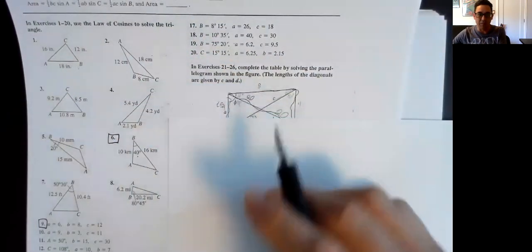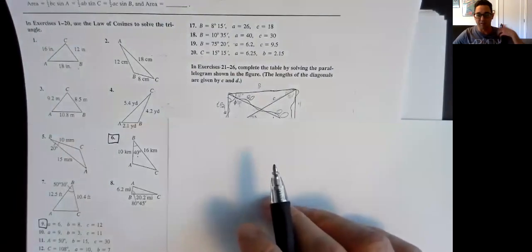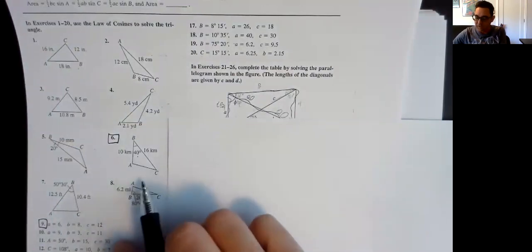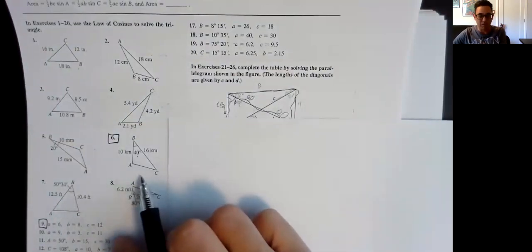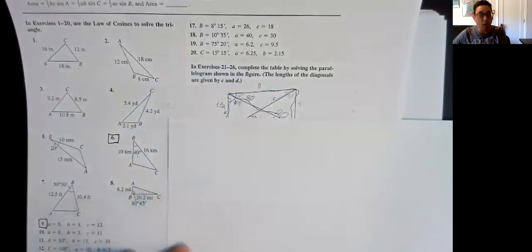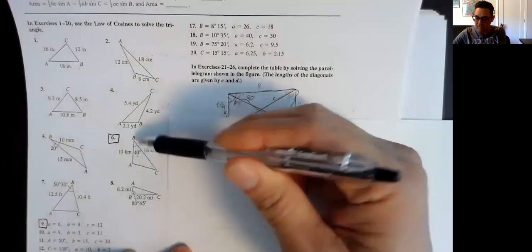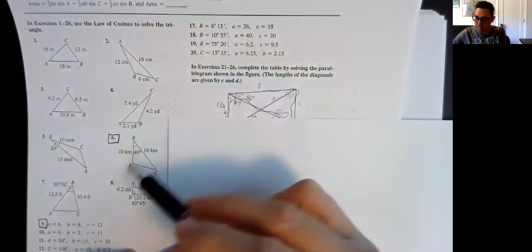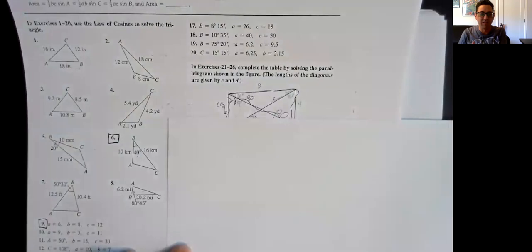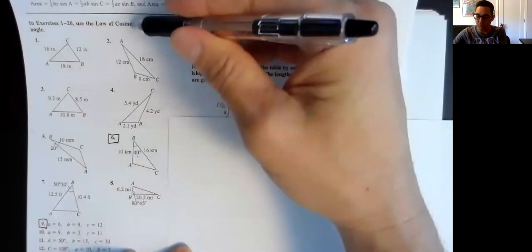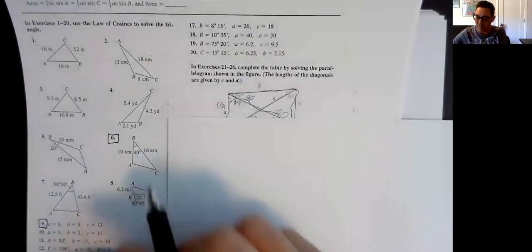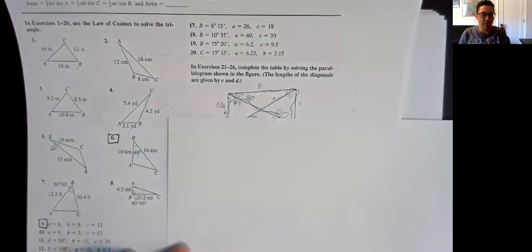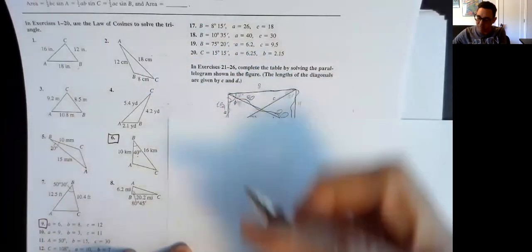Now, on the test, I might not say use the law of sines or cosines. It'll just say solve the triangle. So you have to know which rule to do. And if I were looking at number 6, always look for law of sines first. Look for partners, but B doesn't have its partner. A doesn't have a complete partner, and neither does C. Even if this part weren't here, and I just said solve, I still could not use the law of sines. I would be stuck. So if I'm stuck, I try the law of cosines.